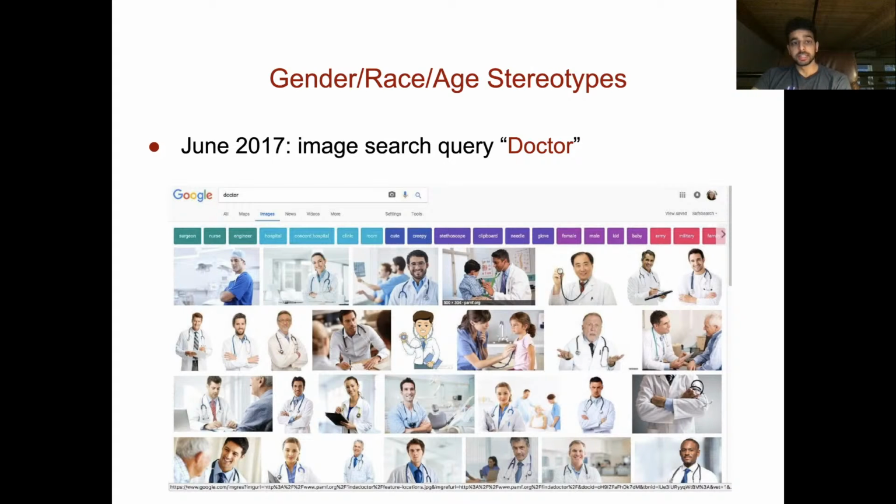We see this is also true with things like doctor, right? So in 2017, if you just Google image search doctor, you're going to get mostly men and mostly white men as a result.